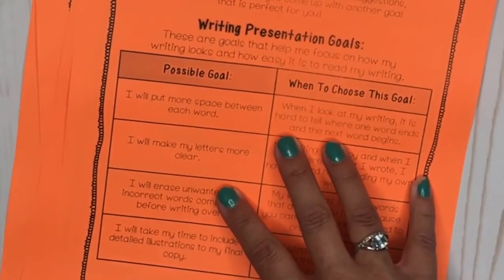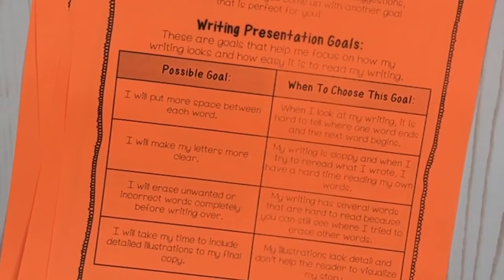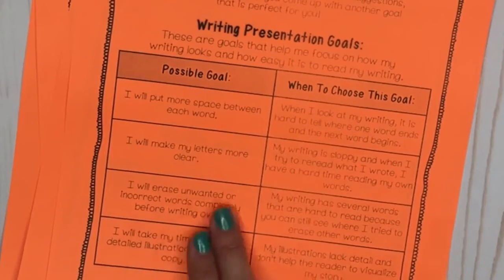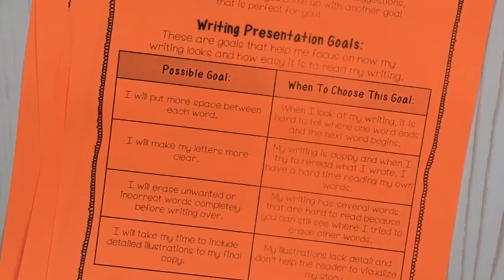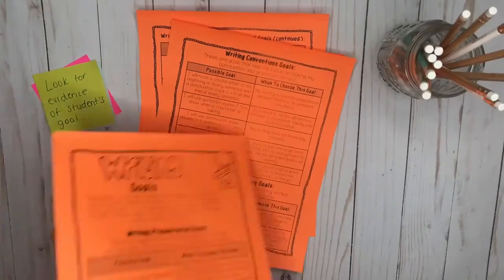There are writing presentation goals. These are goals that help them focus on improving the way that their writing actually looks so that it's easier for other people to read their writing. Things like making more space between words, making sure that their letters are clear, erasing correctly and completely, and taking the time to include detailed illustrations. So these are writing presentation goals.